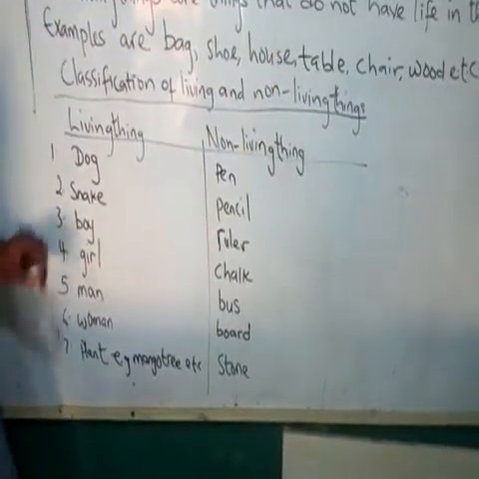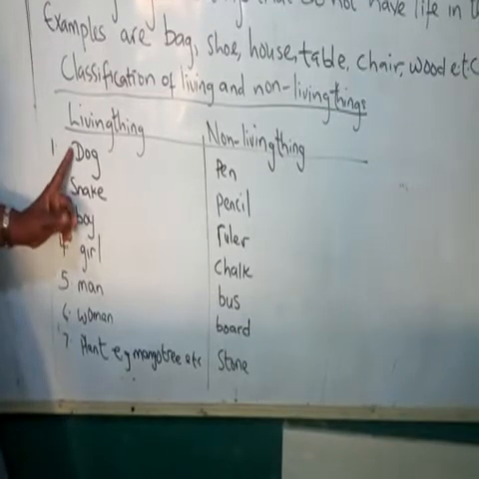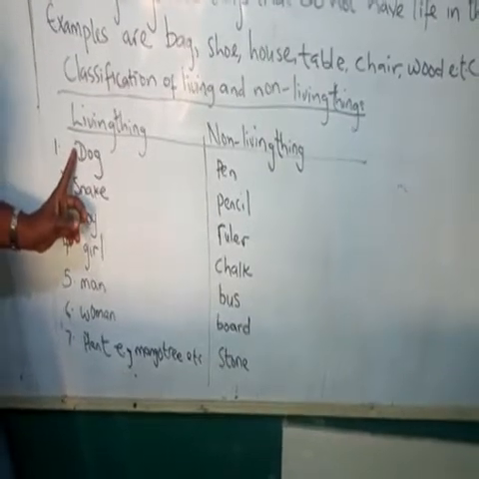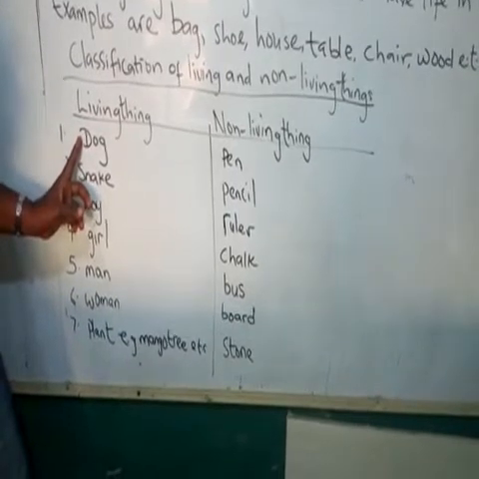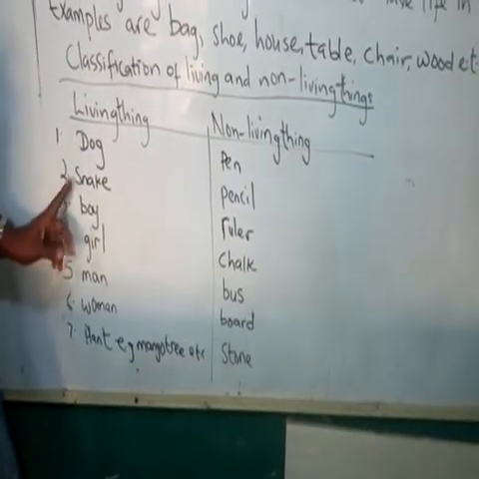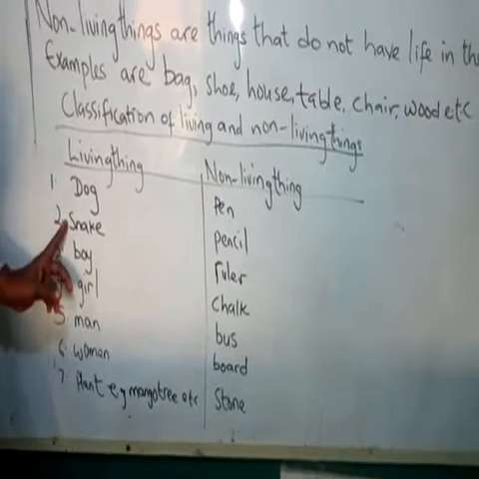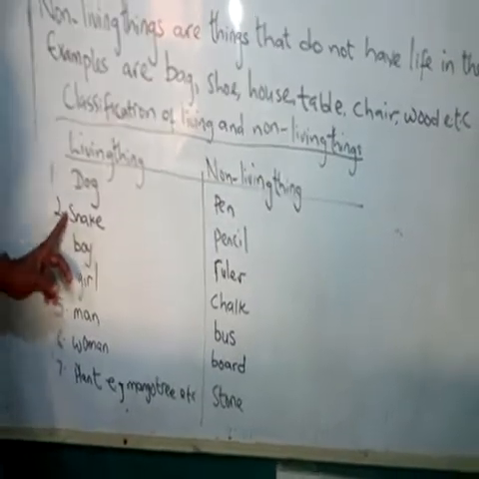Now we have the classification of living and non-living things, to expatiate further on plants and animals, and then other examples under non-living things. Under living things we have dog. That is the reason the dog can see, it can bite, it can move from one place to another, it can breathe, just because it's a living thing. Snakes can move from one place to another. They don't have legs, but they crawl.